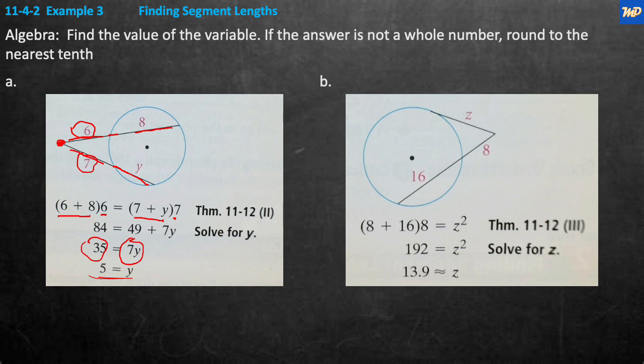Let's look at this other one. This is case 3 in our theorem. This is 8 plus 16, times the 8, that's right here. That's equal to z squared, as we talked about before. So 192 is z squared, and 13.9 is approximately equal to z. So z is approximately 13.9.